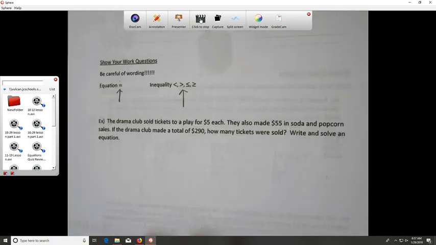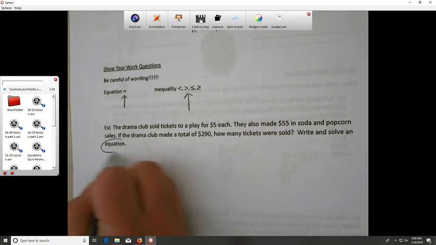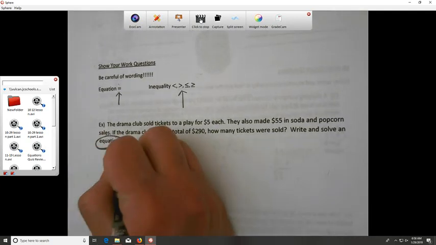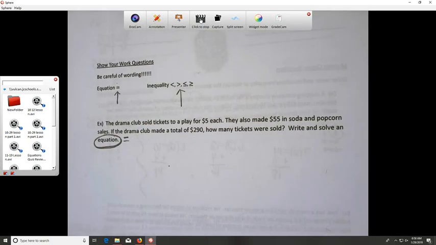So the last question here says, the drama club sold tickets to a play for $5 each. They also made $55 in soda and popcorn sales. If the drama club made a total of $290, how many tickets were sold? Write and solve an equation. So what I would recommend is the first time that you read through the question, circle either equation or inequality. So here it's equation, so I'm even going to put a little equal sign next to that so that I remember. And now I'm going to go back and look at what I'm trying to find.